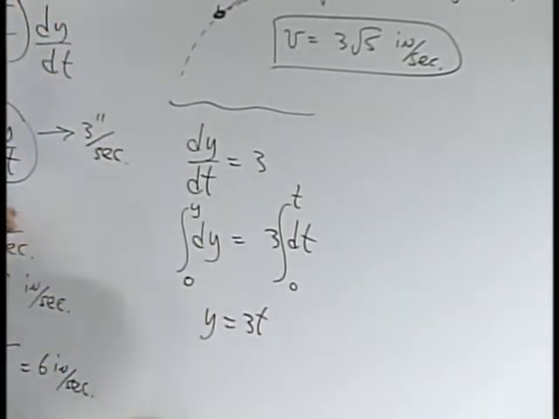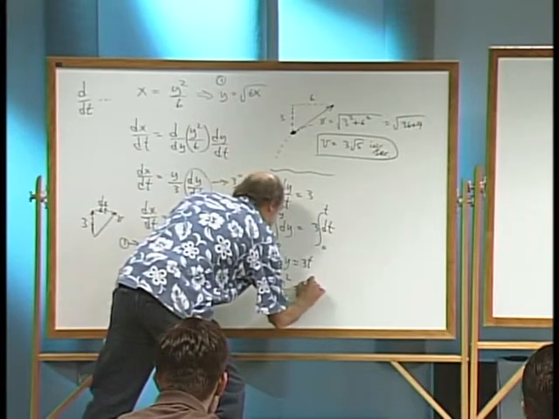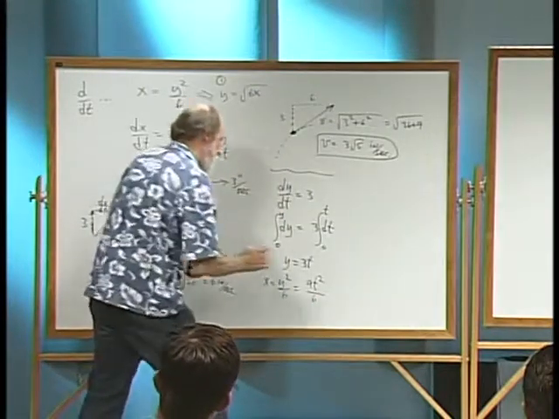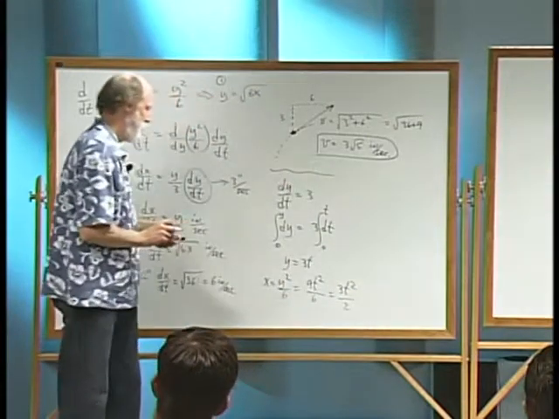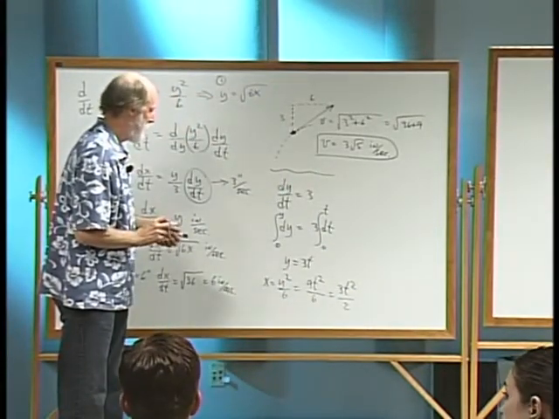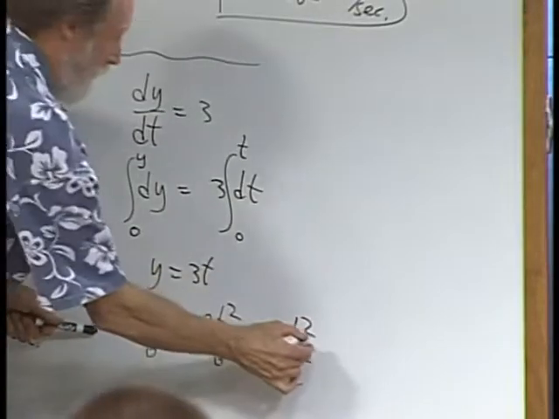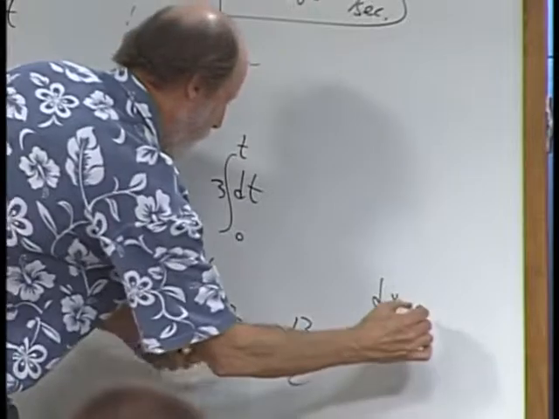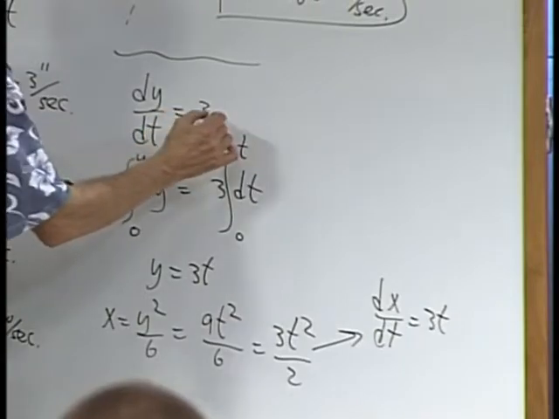Okay. I substituted that back into the x equals equation. Okay, but x was equal to y squared over 6, so you ended up getting 9t squared over 6, which reduces to 3t squared over 2. So now I have both components of the position vector, the x and y, so I took the derivative of both of those. So this one right here gave you dx dt is equal to 3t, and that one, of course, was already this 3.